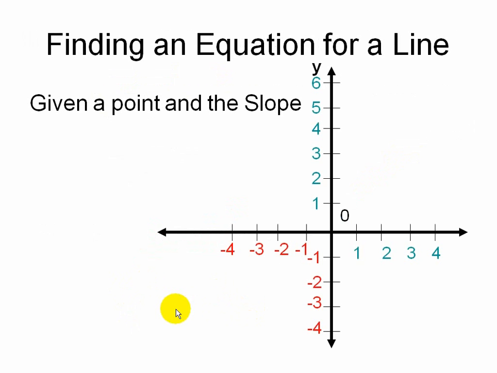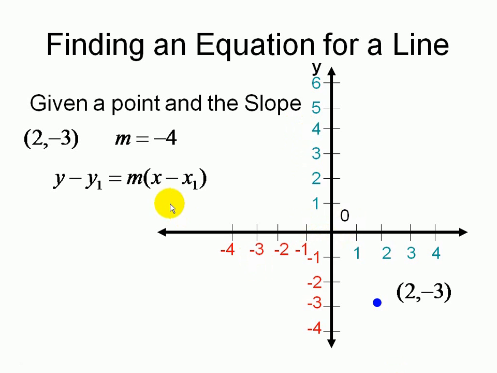So let's find an equation of a line. Say we're given a point and a slope. Here's the point, 2 and minus 3. That's shown here. Okay, 2 and minus 3. And we have a slope of minus 4. Okay, so one way to think about this, with a slope of minus 4, we go one step to the left right here, and then we go 4 steps up and we can plot a point here and then draw a line. But let's just, for the moment, use the point slope form.